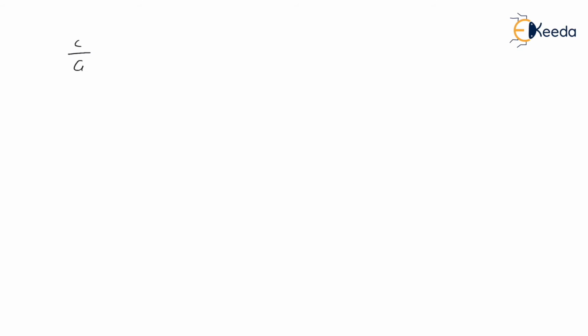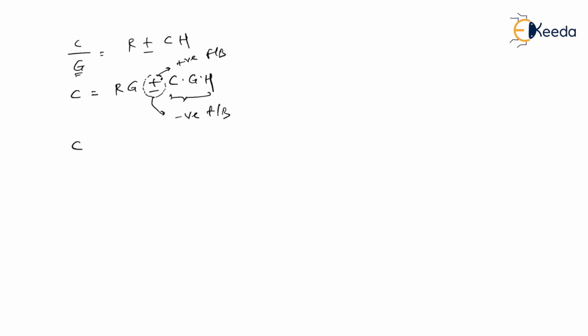Am I right? Or I can write this way, that is RG plus minus CGH. So what I've done, I have just transferred my G to the right hand side. Now I'll take this to the left hand side, then it will be C. Look at this sign, it is plus and minus. Plus for what? You remember, plus for positive feedback, and minus indicates negative feedback. So when you are transferring this term to the left hand side, plus will become minus and minus will become plus.